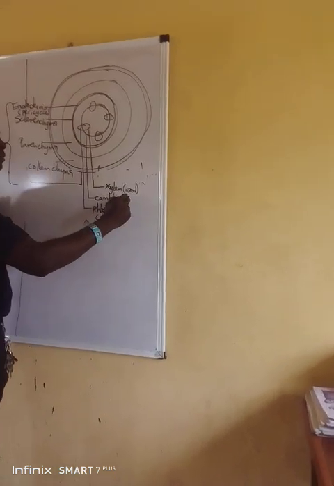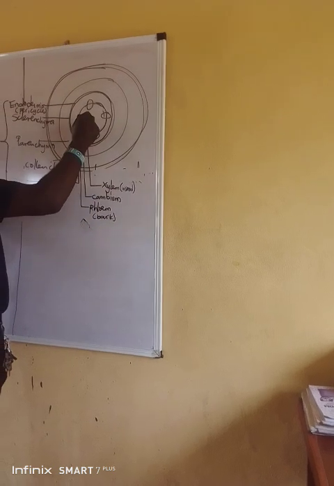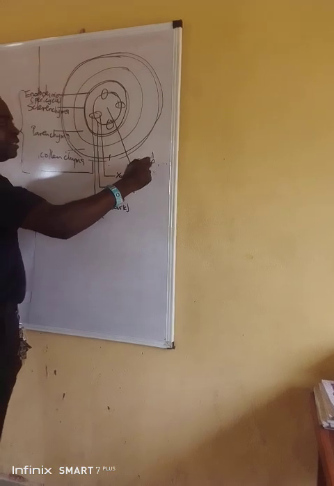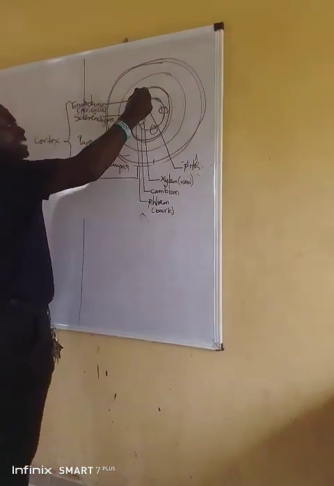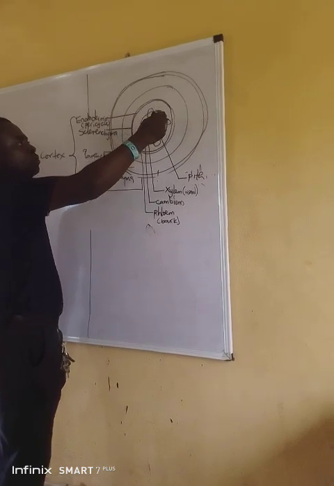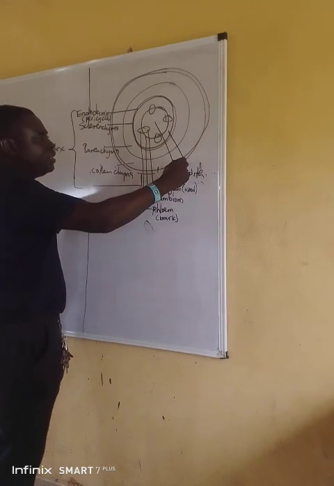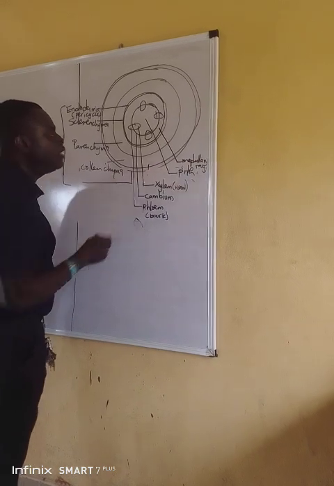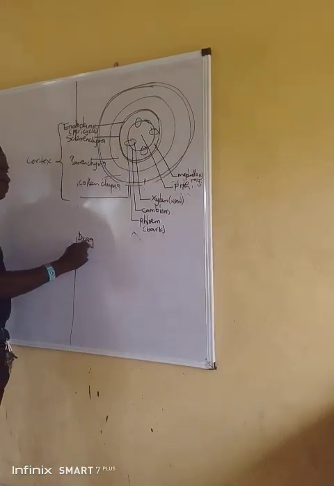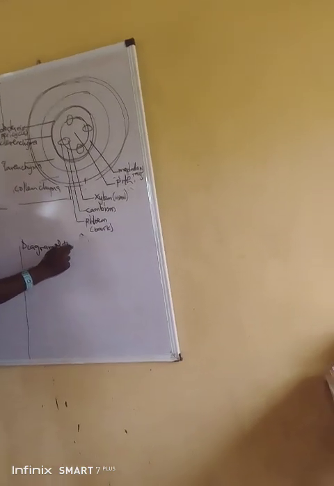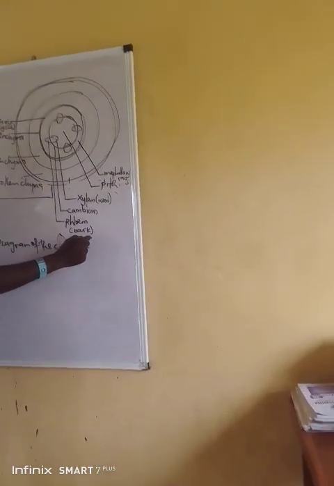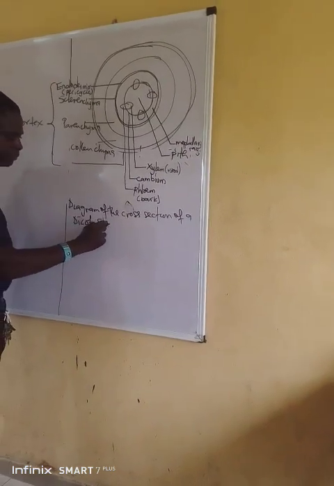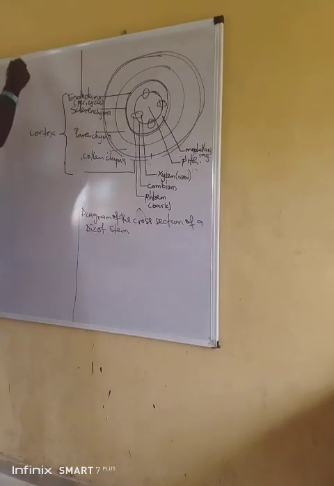Now, here, this center is called pith. It's called what? Pith. Then the pith in between two successive vascular bundles is called medullary ray. What did I call it? Medullary ray. So what I have here is the diagram of the cross section of a dicot stem.